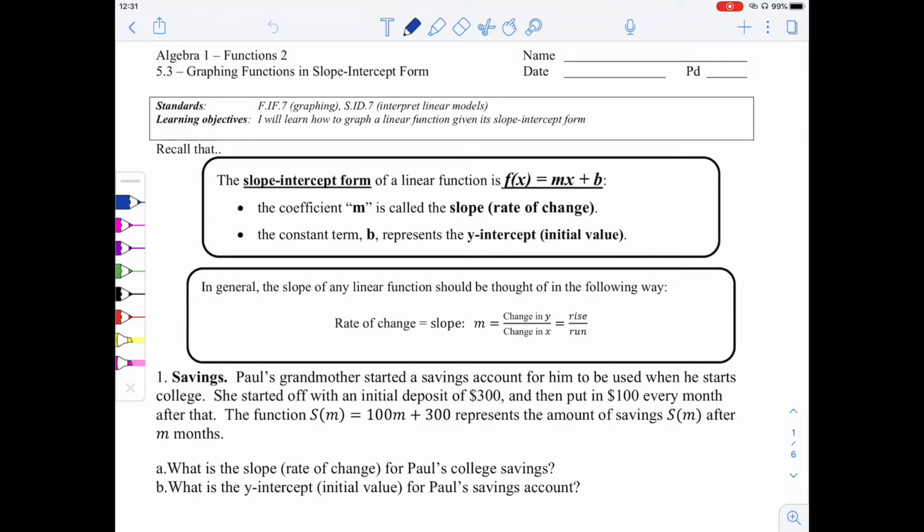Welcome everybody. So this is 5.3, graphing functions in slope-intercept form. So we have two standards. One is graphing, and the other is interpreting linear models. And you'll learn how to graph a linear function given its slope-intercept form.